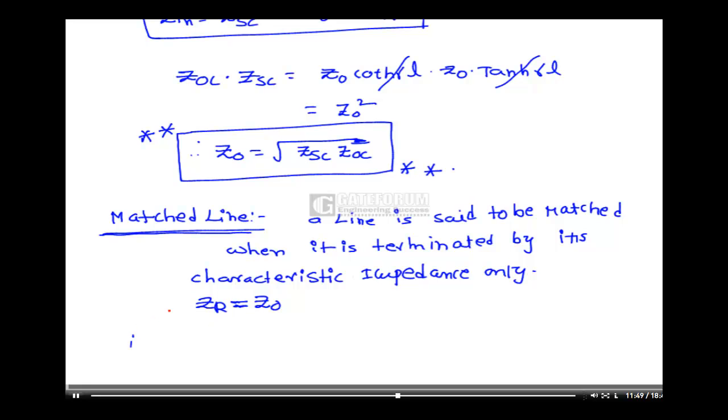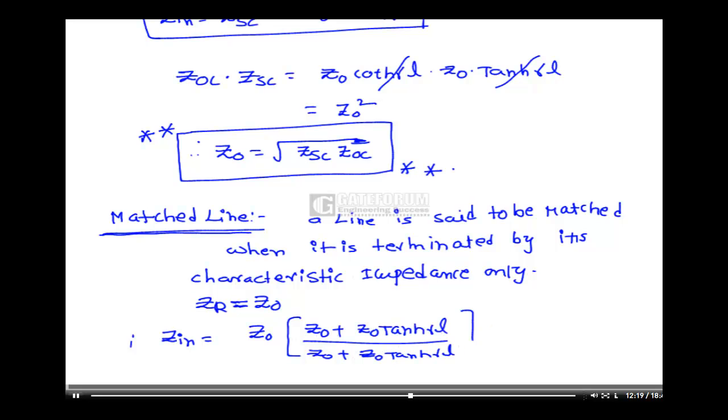Then what happens to the input impedance Zin? Just substitute ZR equal to Z0. Therefore Zin is Z0 into (ZR plus Z0 tanh gamma L) by (Z0 plus ZR tanh gamma L), the original formula. With ZR equal to Z0, we get Z0 into (Z0 plus Z0 tanh gamma L) by (Z0 plus Z0 tanh gamma L). So what happens? Numerator and denominator cancel. What is the remaining thing? Z0 only. That is, the input impedance is Z0 only.